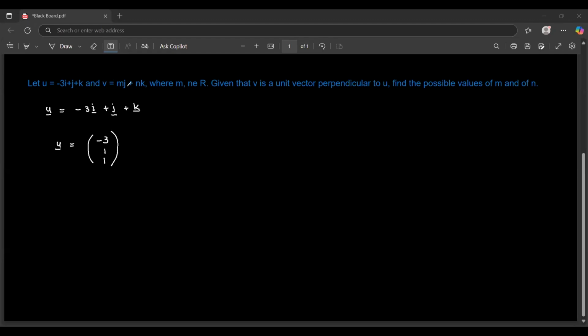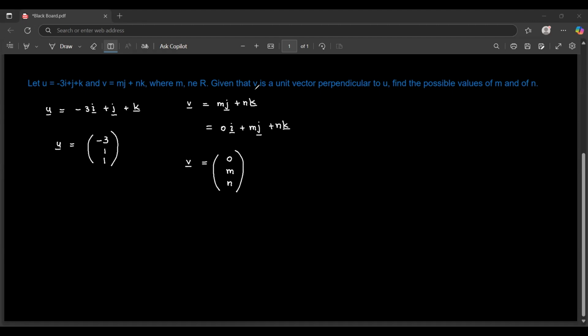And they're saying vector v is equal to mj plus nk. Well, this means 0i plus mj plus nk. That's what this means. So I can write that down also in its numerical form and I will get (0, m, n).